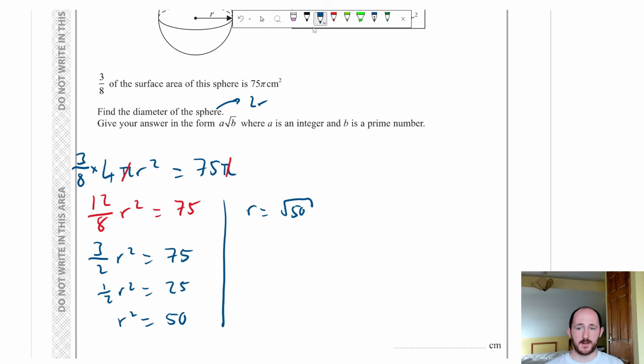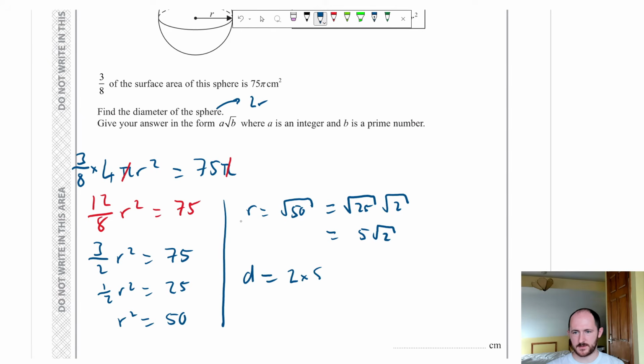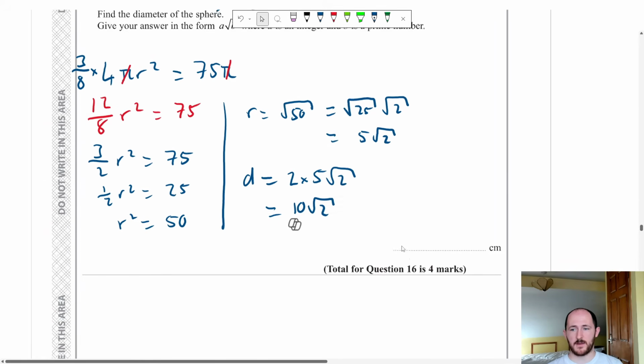So we need to simplify the surd to get it in the form a root b. So I'm going to do that as 25 and 2. So that's 5 root 2. But remember, we're looking for the diameter, which is 2 times r. So the diameter is equal to 2 times 5 root 2. So it's just 10 root 2. So again, not too bad once you actually write out the equation.